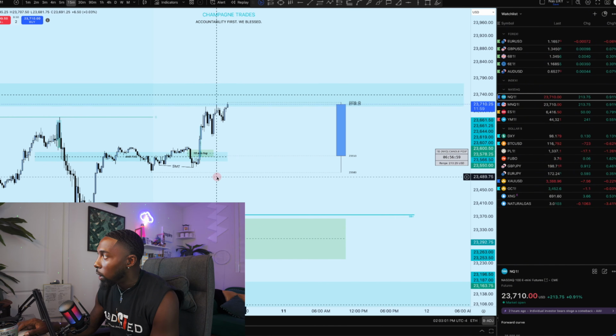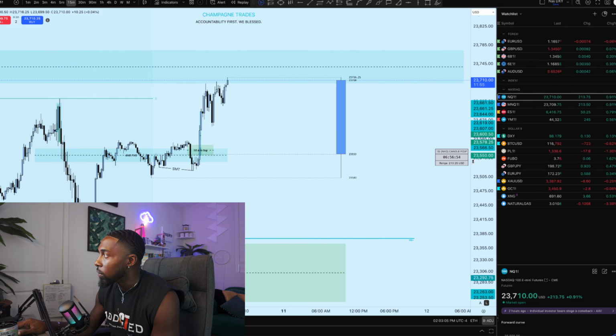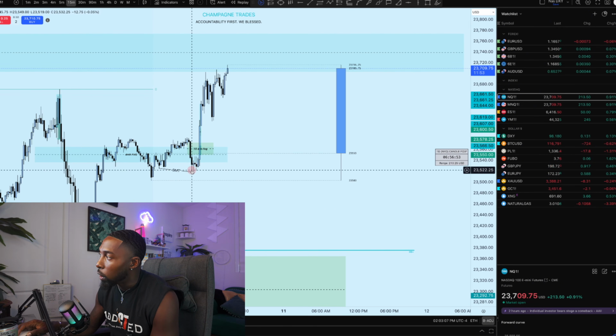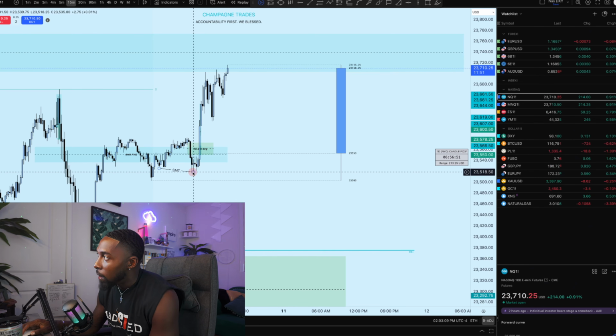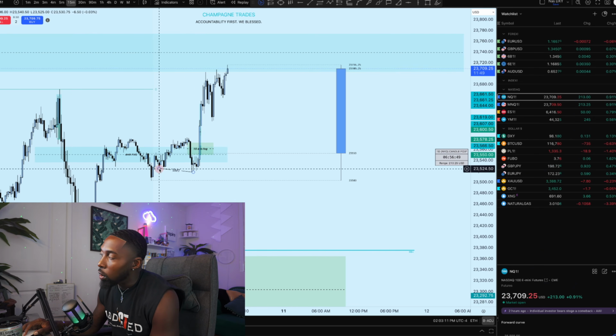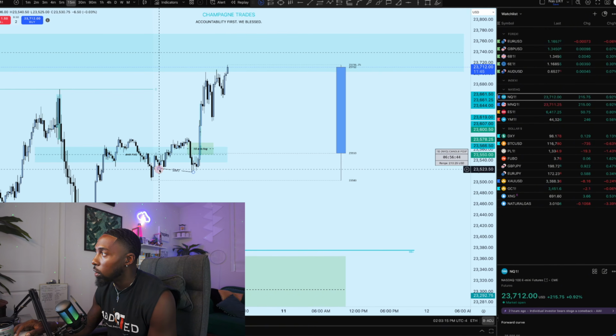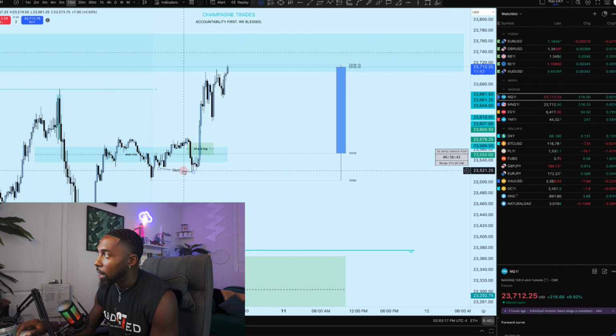So you can see we had SMT on this swing low here with ES. If I were to go to ES, you would see that this swing low right here at 8:15 did not run out the low of 3 a.m. in the morning. If you go do this on your own ES chart, you'll see that this swing low was actually higher than this swing low on ES.